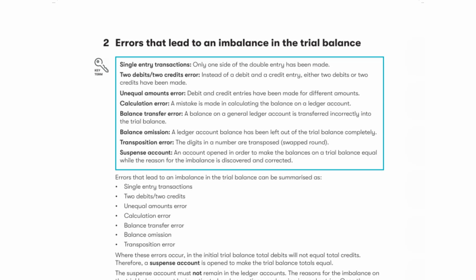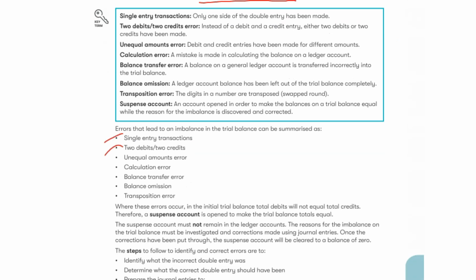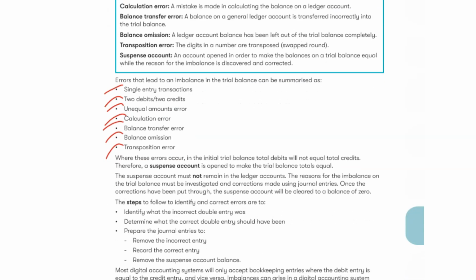This is a very important video about errors that cause an imbalance in the trial balance, which basically leads to a suspense account. There are quite a few reasons: single entry, written twice, unequal amount, calculating error, balance transferring error, omission, balance omission, part omission, and transposition error, which is changing the figures one-sided. Partly omission, partly original entry, balance omission, part original entry, transposition, and similar.